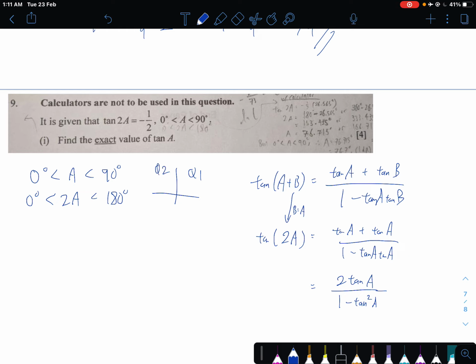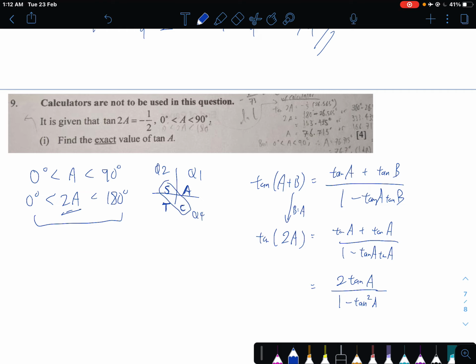Then in that case, it's a negative angle. Remember, add sugar to coffee. Only in quadrant 1 and quadrant 3 will tangent be positive. Quadrant 2 and quadrant 4 tangent will be negative. In this case, we know that 2A is in between 0 and 180 degrees, and also that tangent 2A is negative half, which is negative. Negative means it can only be in quadrant 2 or quadrant 4.